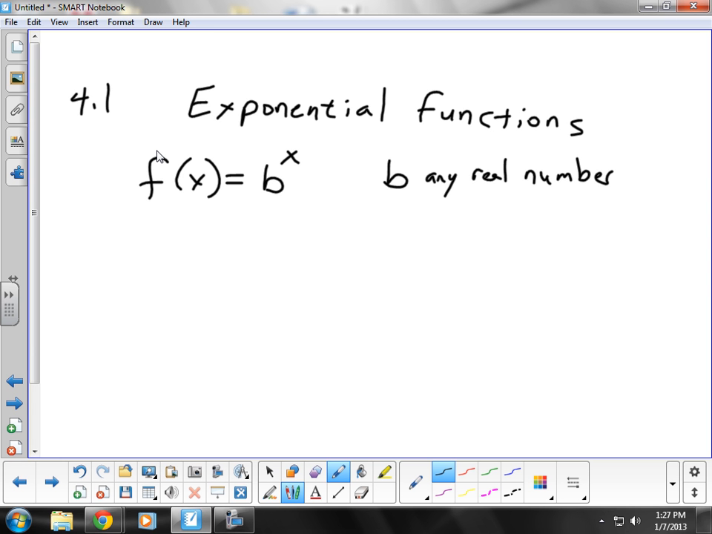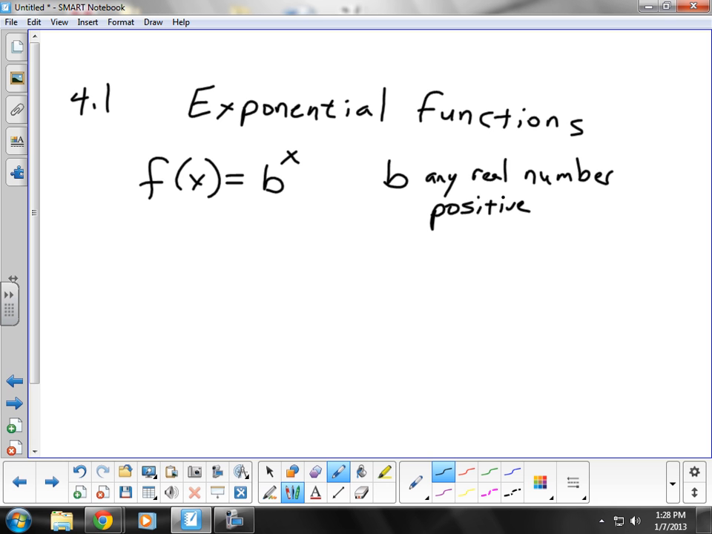A lot of times they do use the variable b for a number in these kind of textbooks. The other thing is that b has to be a real number, and it also needs to be positive. So we're not going to be talking right now about -2 raised to a power, because that's not always a function. If you've got a negative sign, it kind of does weird things. Okay?